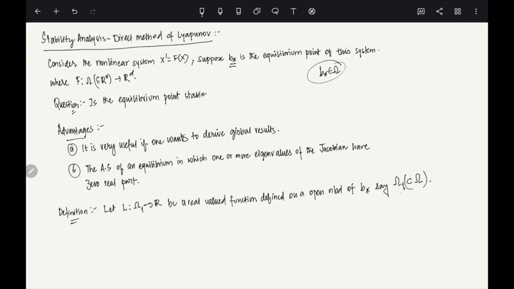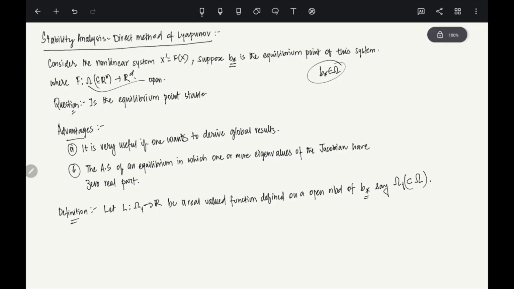Now, since omega is open, that is assumed, around any point you can talk about an open neighborhood. Let's say omega 1 is a neighborhood of B star, and we are defining the function L on that neighborhood, omega 1, and it's basically a real valued function. Is it okay? And what are the properties?